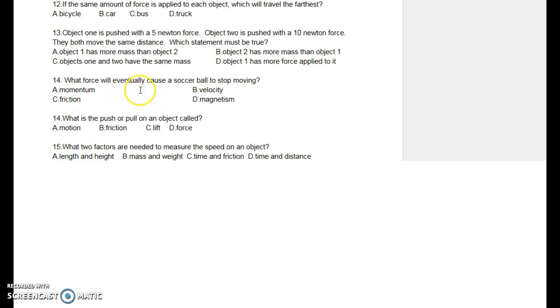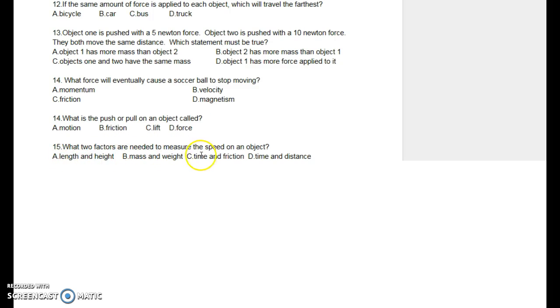Number 14. What force will eventually cause a soccer ball to stop moving? Momentum, velocity, friction, magnetism. Number 15. What is the push or pull on an object called? Motion, friction, lift, force.